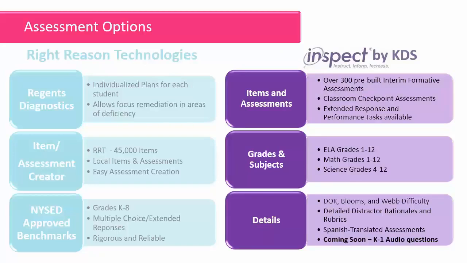Our national assessment partner, Inspect by KDS, has 45,000 items, including 300 pre-built interim formative assessments and classroom checkpoint assessments in a wide range of grade levels and subject areas, including ELA and Math, grades 1 through 12, and Science, grades 4 through 12. These assessments offer a variety of difficulty levels, including DOK and Bloom's. Spanish translated assessments are offered, and coming soon to Inspect are K-1 audio questions for the younger grades. Now we are going to go over the assessment management and administration, which Ruth will go over.